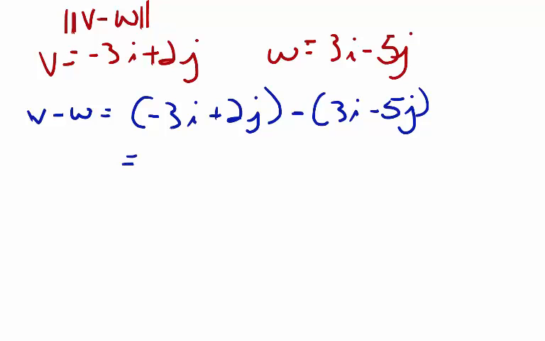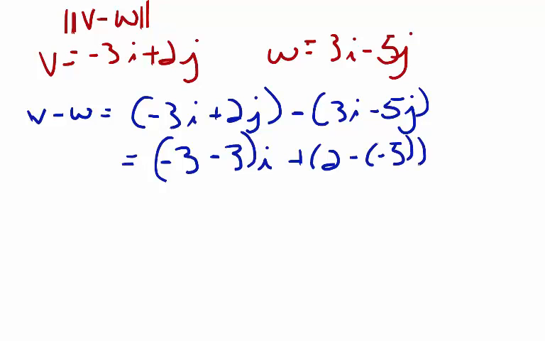We can simplify this to negative 3 minus 3i plus 2 minus negative 5j. Notice we simply combined our two i terms, negative 3 minus 3, and then we combined our j terms, 2 minus negative 5.